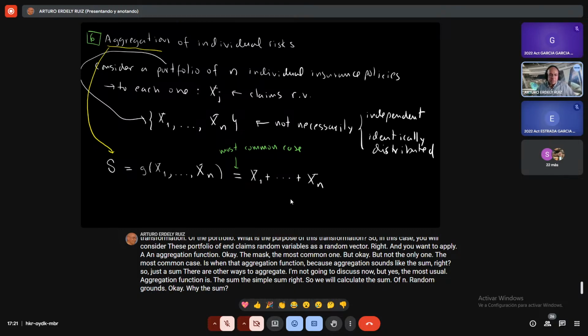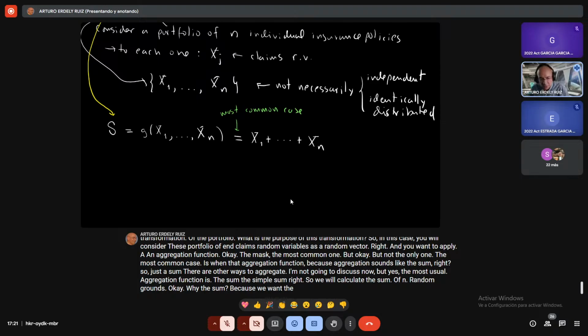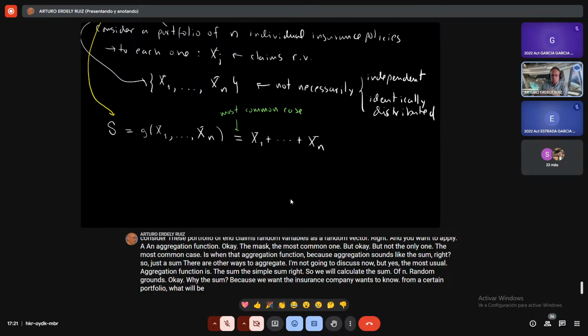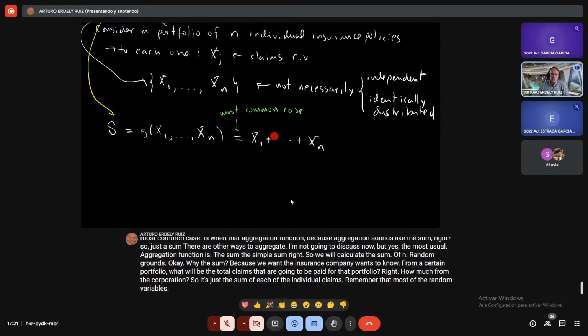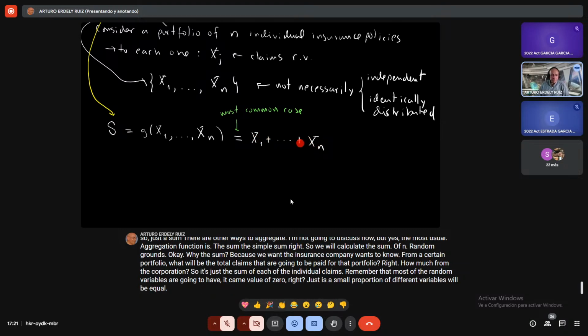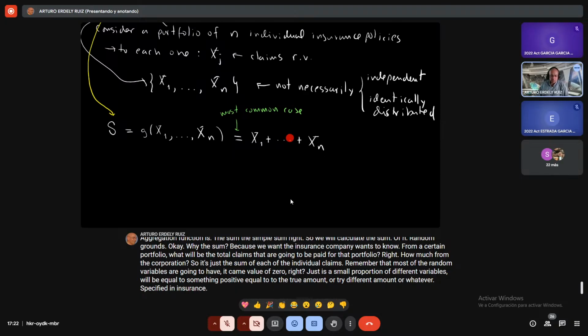Why the sum? Because the insurance company wants to know, from a certain portfolio, what will be the total claims that are going to be paid for that portfolio, right? How much from the whole portfolio? So it's just the sum of each of the individual claims. Remember that most of these random variables are going to have a claim value of 0, right? Just a small proportion of these random variables will be equal to something positive, equal to the insured amount or twice the insured amount or whatever is specified in the insurance product, okay?